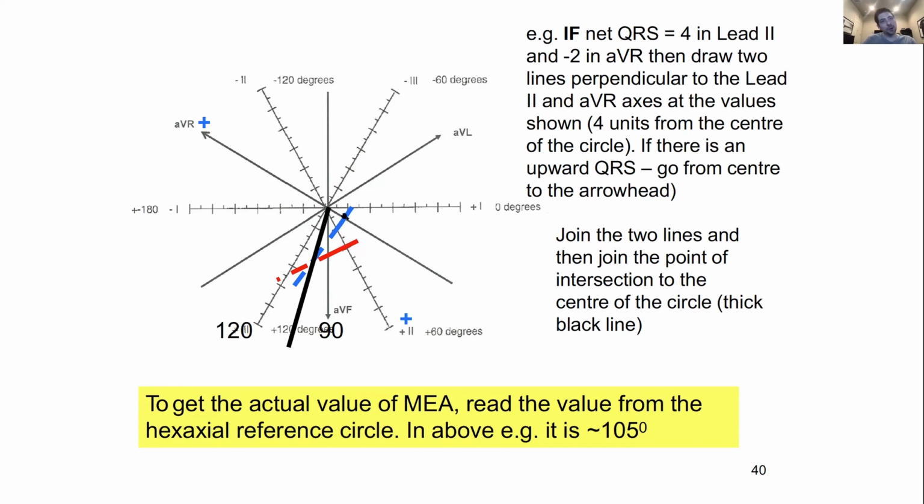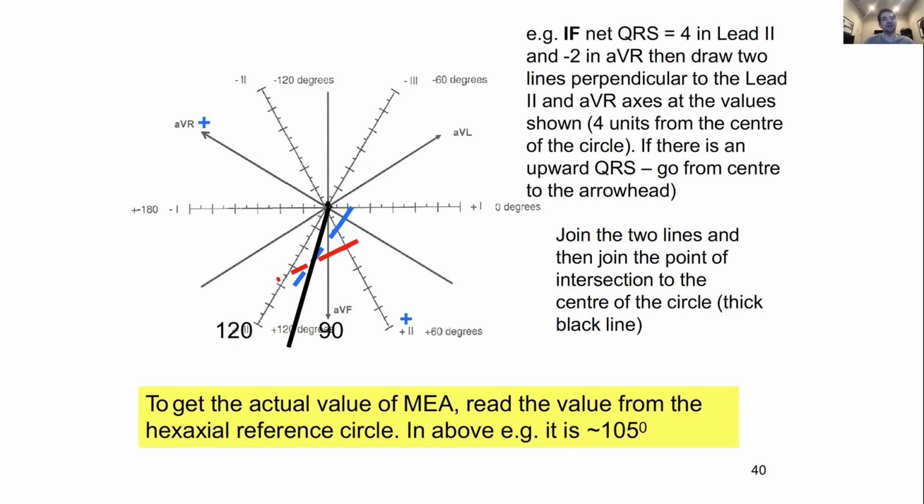Then you want to make a perpendicular line from that point all the way across, and a perpendicular line from this point all the way across. And then you get a crossing point together. So basically you're saying, this is the vector for lead 2, this is the vector for AVR, and the point at which they cross is the sum of the vectors.